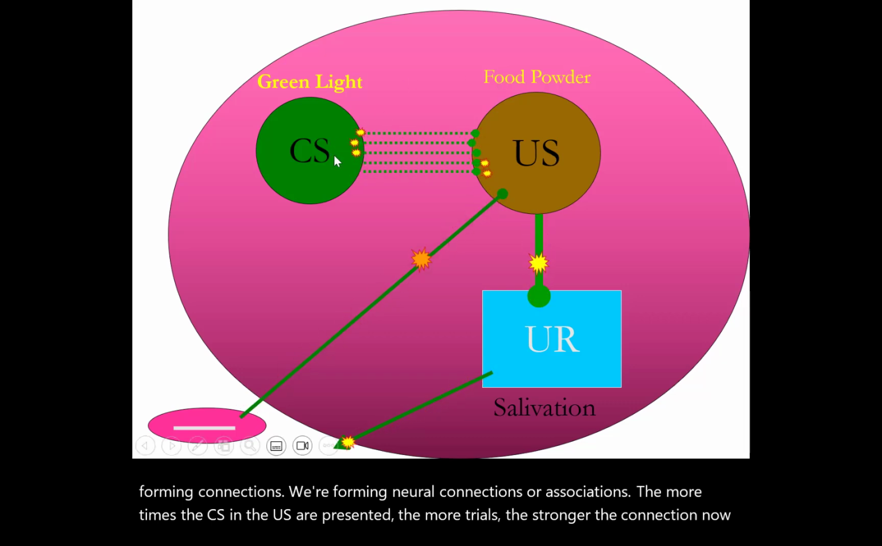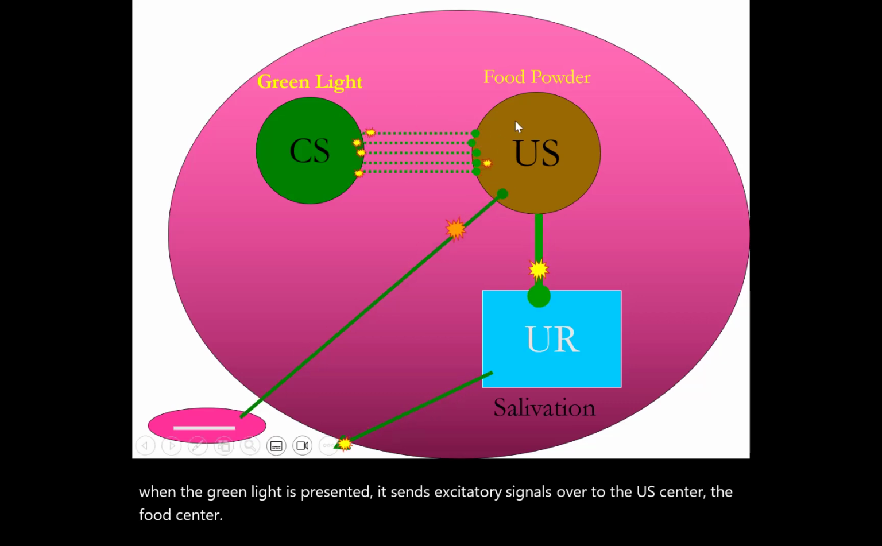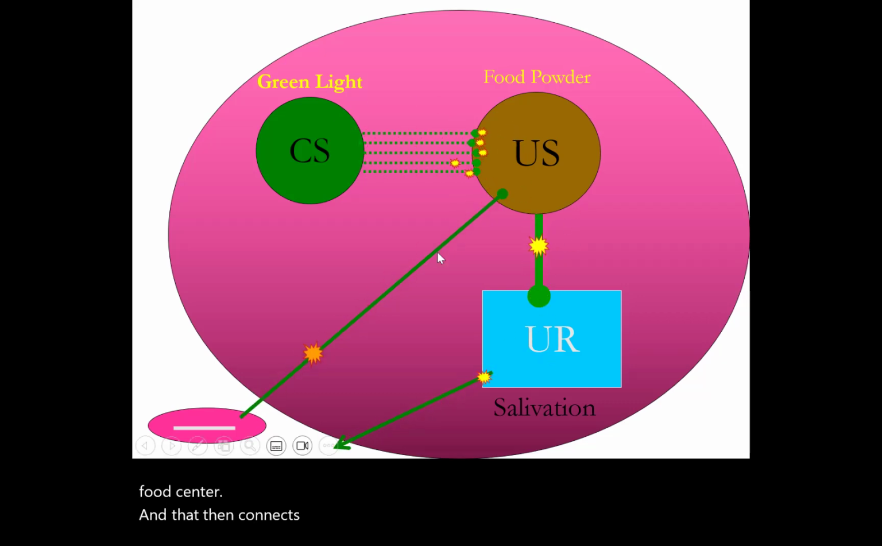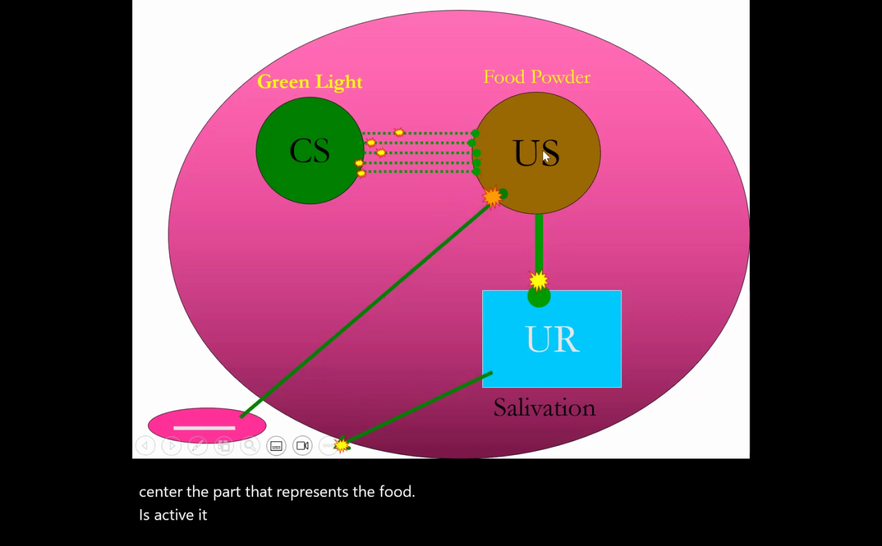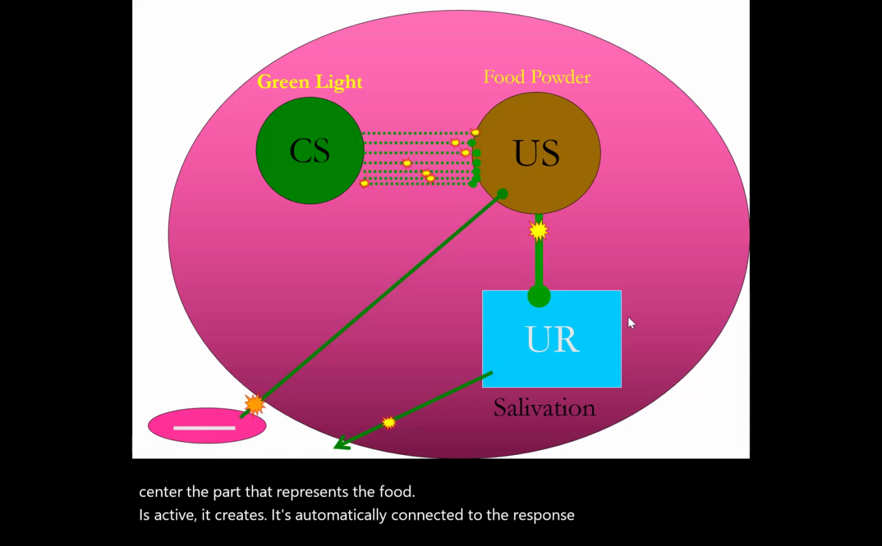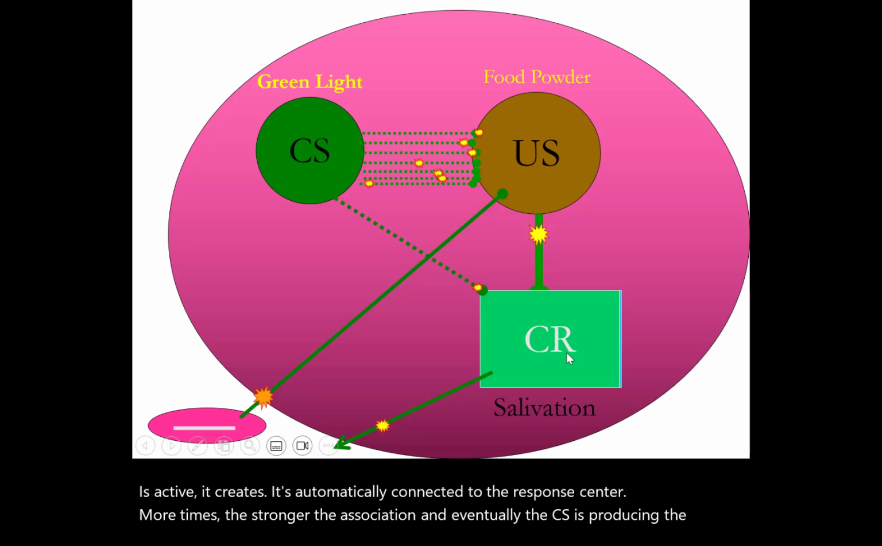Now, when the green light is presented, it sends excitatory signals over to the US center, the food center, and that then connects and sends signals to the UR. The CS excites the US, and when the US center, the part that represents the food, is active, it's automatically connected to the response center. More times, the stronger the association. And eventually, the CS is producing the conditioned response.